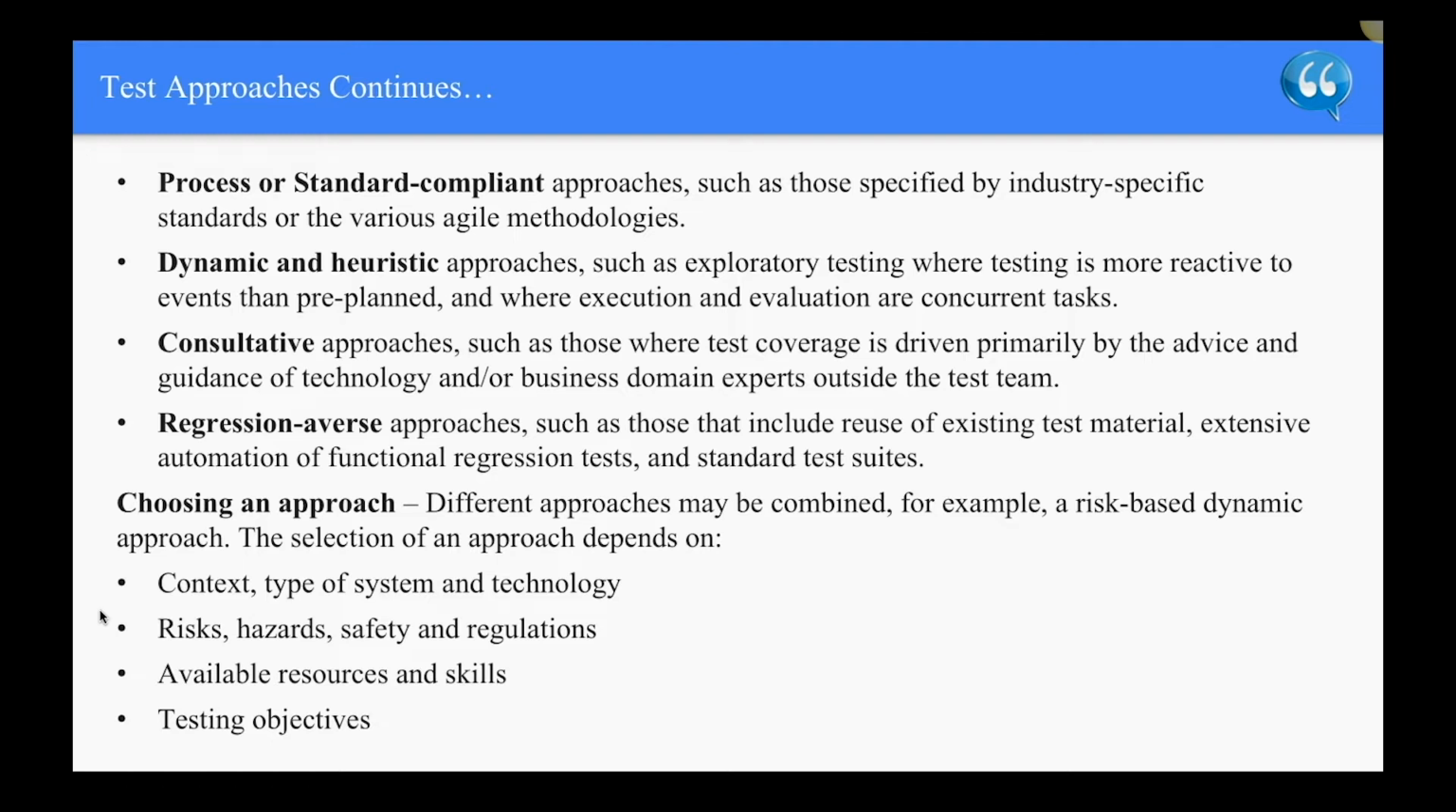And regression-averse approaches, such as those that include reuse of existing test material, extensive automation of functional regression tests, and standard test suites. Choosing an approach: different approaches might be combined, for example, a risk-based dynamic approach. The selection of an approach depends on context, risks, hazards, safety and regulations, available resources and skills, testing objectives, types of system and technologies.